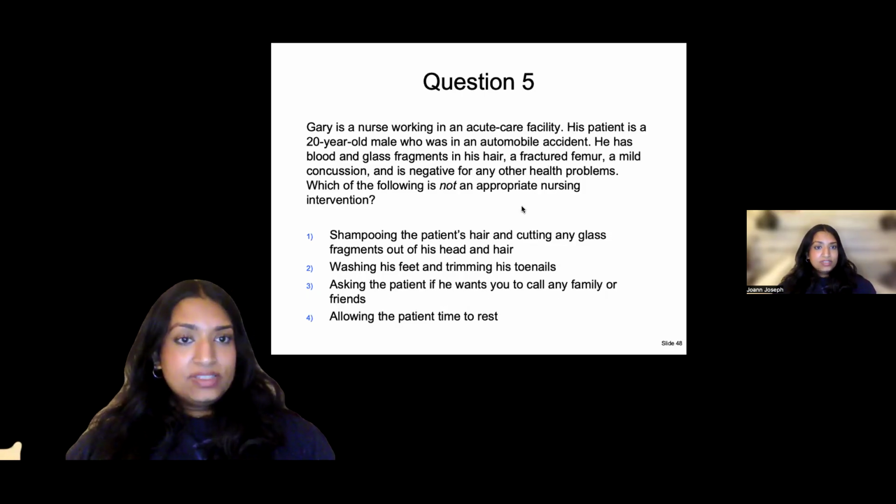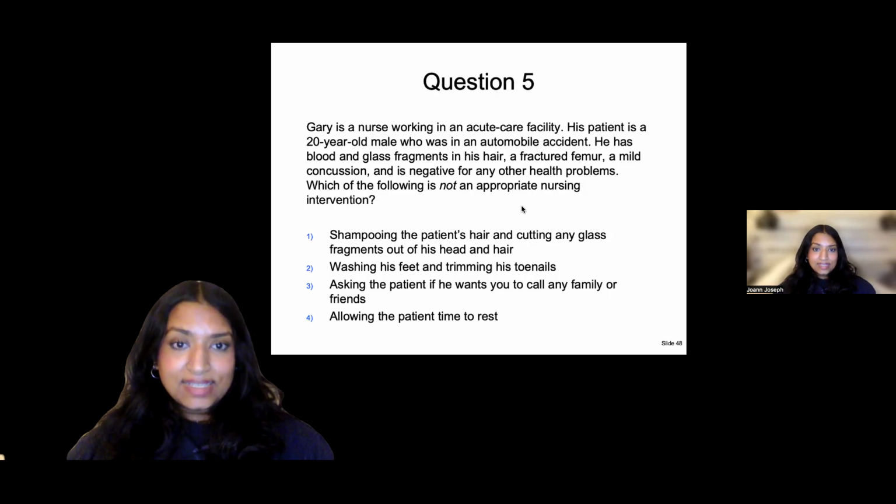Okay, this is your last slide. This is question 5. Gary is a nurse. He's working in an acute care facility. His patient is a 20-year-old male who was in an automobile accident. He has blood and glass fragments in his hair, a fractured femur, a mild concussion, and is negative for any other health problems. Which of the following is not an appropriate nursing intervention? Number 1, shampooing the patient's hair and cutting any glass fragments out of his head and hair. Number 2, washing his feet and trimming his toenails. Number 3, asking the patient if he wants you to call any family or friends. Number 4, allowing the patient time to rest.